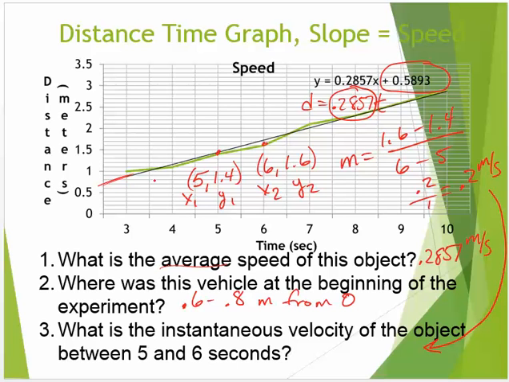And that makes sense because the average, the black line, has a slope of 0.2857, and the green one here between 5 and 6 is less. It's a smaller slope, which tells me that the person was going slower.